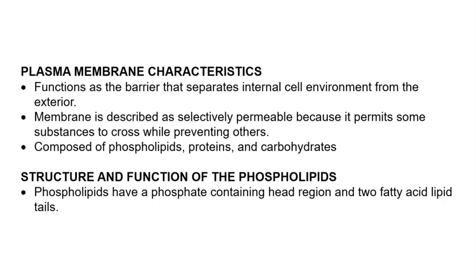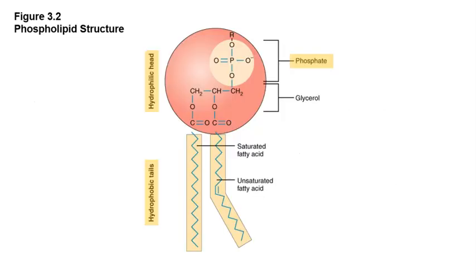So the phospholipid molecules of the plasma membrane have a phosphate-containing head region and two fatty acid lipid tails. So if we break away here to examine figure 3.2, the structure of phospholipids, we see the phosphate-containing head region up here towards the top of the diagram. At the bottom of the diagram, we see the two fatty acid tails. The fatty acid tails are connected to the phosphate head by a compound known as glycerol.